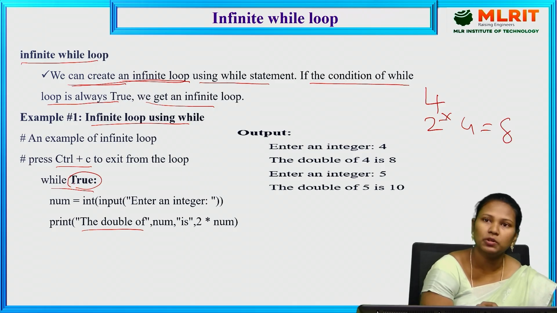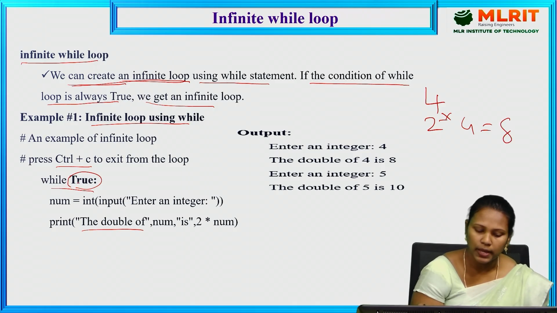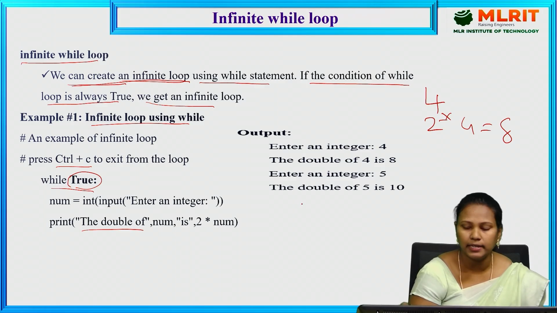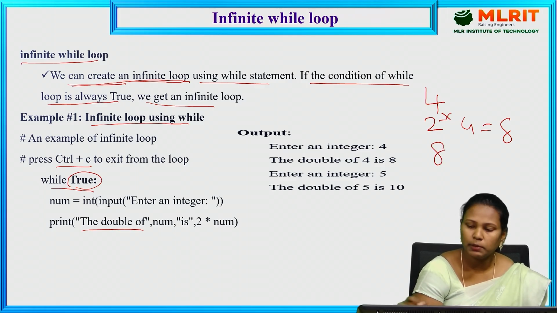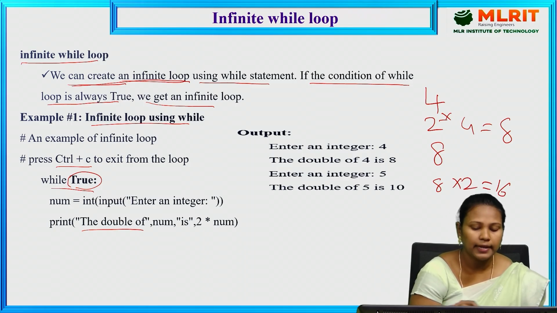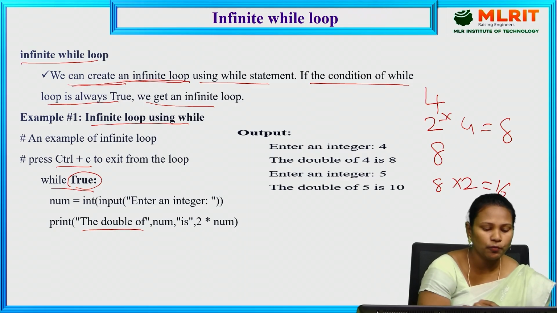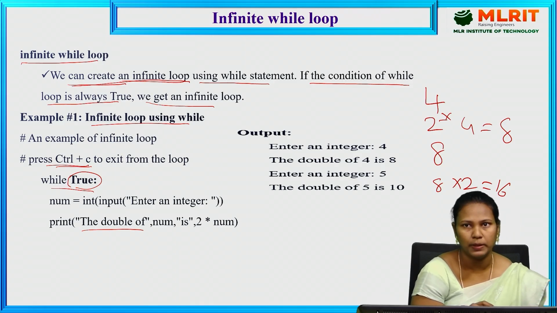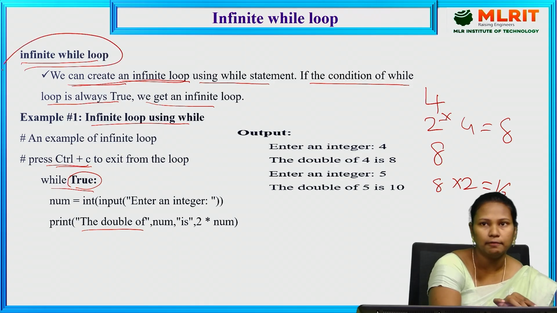Again it goes to the while loop. The condition is true, so again it will ask to enter an integer. I entered 8, so it multiplies 8 into 2, which is 16. Again it asks. If you want to come out of the loop, you have to use Control plus C. So this is the infinite while loop.